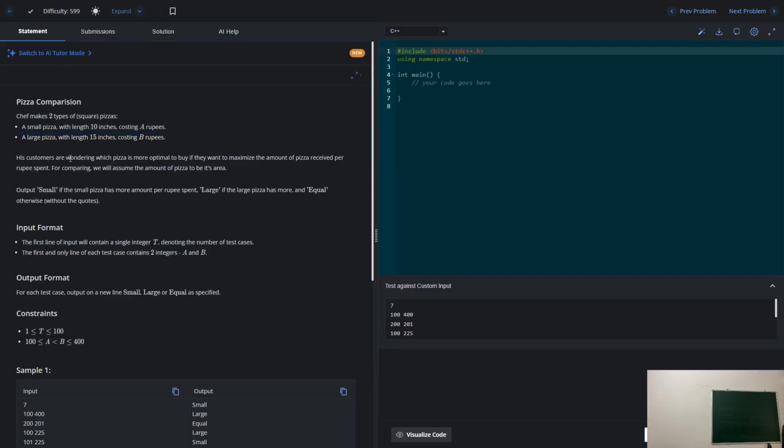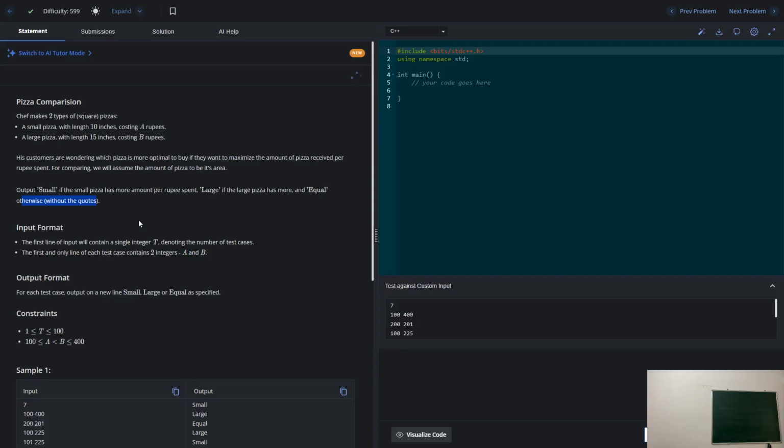His customers are wondering which pizza is more optimal to buy if they want to maximize the amount of pizza received per rupee spent. For comparing, we will assume the amount of pizza to be its area. Output small if the small pizza has more amount per rupee spent, large if the large pizza has more, and equal otherwise.